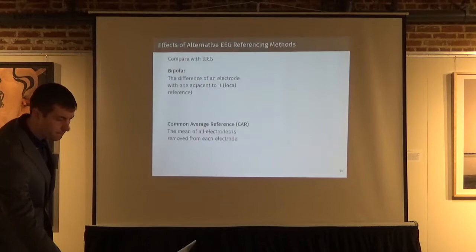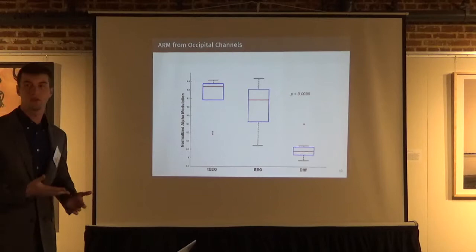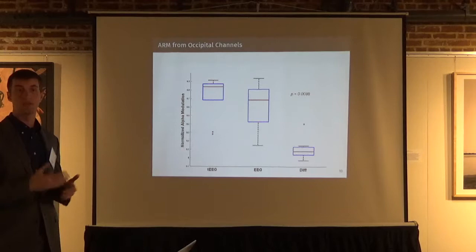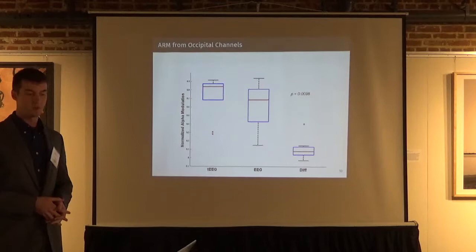So up until this point, we've been comparing TEG to a referential EEG, meaning it's the recording electrode and then that reference on the mastoid that I spoke about earlier. This is sometimes done in EEG research, but oftentimes researchers look for other ways to reference these electrodes to get a better signal. So we wanted to compare these other referencing methods to the TEG.